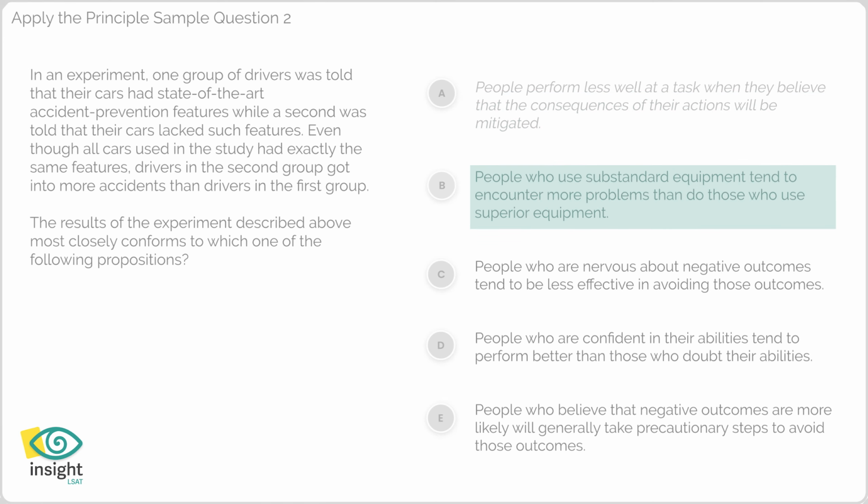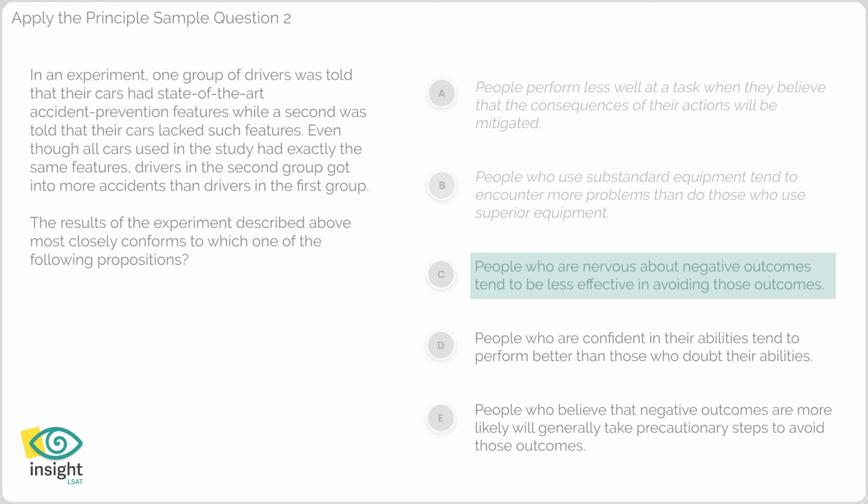B. People who use substandard equipment tend to encounter more problems than do those who use superior equipment. Okay, who are the people using the substandard equipment? All the cars have the same features. Thinking that you have substandard equipment is not the same thing as actually having it. So this one really doesn't apply either. We can knock it out.